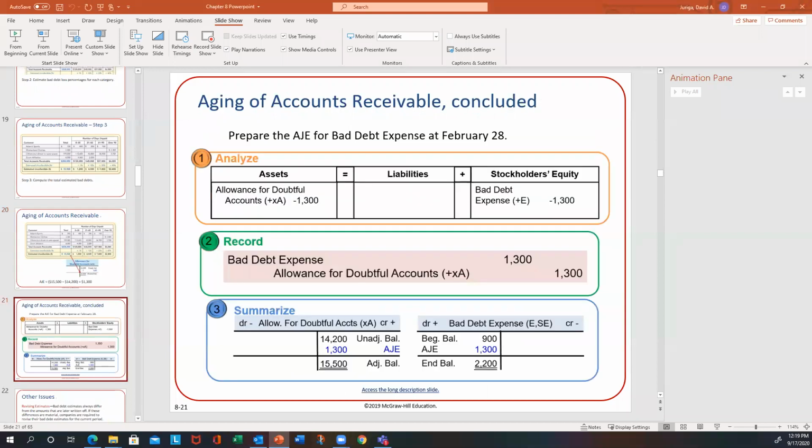So you can see on this slide, again, they're showing you that. On the adjustment, you'd be debiting your bad debts expense, crediting the allowance by that 1,300. Notice allowance goes up by 1,300, making the adjusted balance 15,500, which is what you want the total estimated balance to be. And then your bad debts expense simply would be 2,200 for totals.